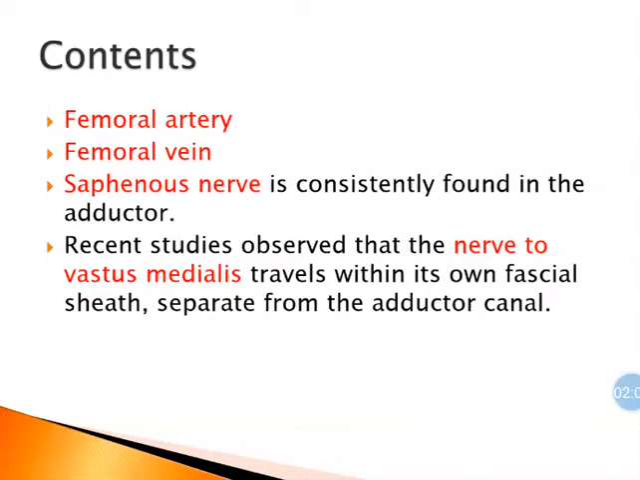Coming to contents of adductor canal, the main content is the femoral artery and femoral vein. Then there are two nerves, and the saphenous nerve is consistently found in adductor canal. In recent studies, it was observed that nerve to vastus medialis travels within its own fascial sheath separate from adductor canal. But we can say that the contents of the adductor canal are femoral artery, femoral vein, then saphenous nerve and nerve to vastus medialis.